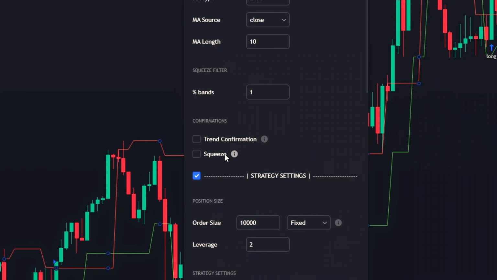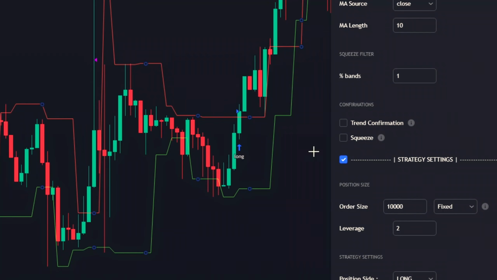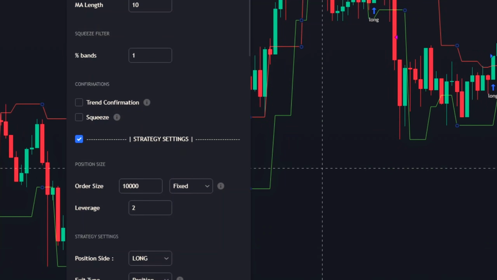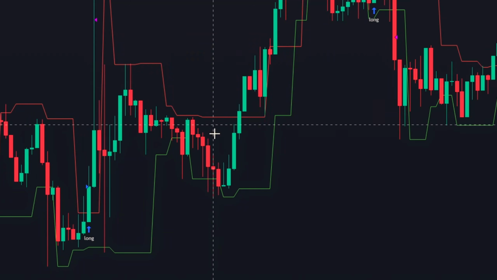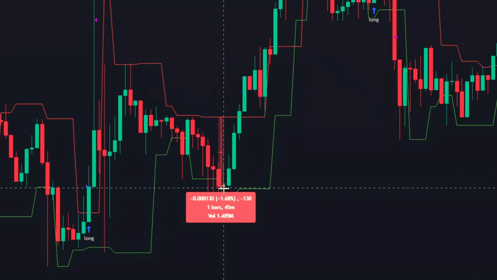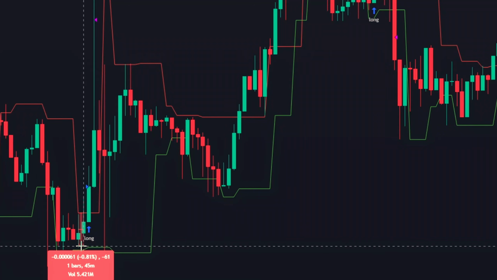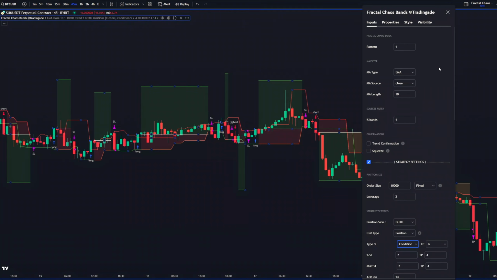And other than this filter, we have this squeeze filter, which in my opinion is the most important part of this strategy. Because basically, the strategy will enter a long or short position only if the distance between the bands, so from the upper band to the lower band, is less than a certain percentage. In fact, if I apply this squeeze filter with 1% percentage bands, you will see that this trade will disappear. As you can see, we won't have this trade anymore, because the percentage is greater than 1%, whereas here we have one trade because the percentage is less than 1%. In fact, it's 0.80%. For short positions it will be the same, but just the opposite. So these are all the entry rules and confirmations.